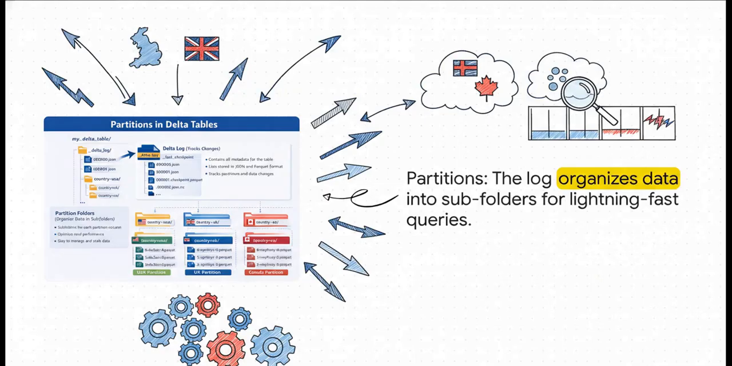First up, partitions. You know when you partition your data, maybe by year or by country, you're actually organizing your Parquet files into physical subfolders. But how does Delta know which folder to look in for your query? You guessed it, it's all tracked in the _delta_log. The log basically acts as a table of contents, telling the query engine, hey, you only need to read these specific folders. You can completely ignore the rest. This lets it skip over massive amounts of data.